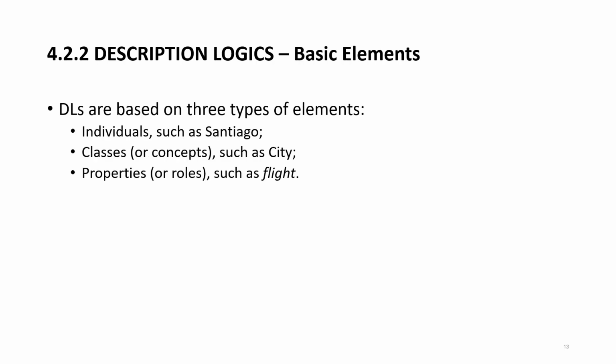With the introduction done, we can talk about the basic elements that compose description logic. There are three types of elements. First, the individuals; we are using the Chile example that we already know. The individuals could be Santiago or Arica. We have classes, here called concepts. It can be city or place. And we have properties, here called roles, that are flight or connects to, the relations.